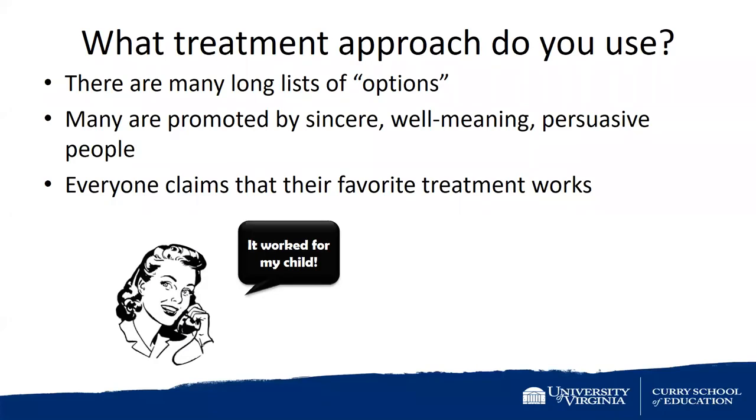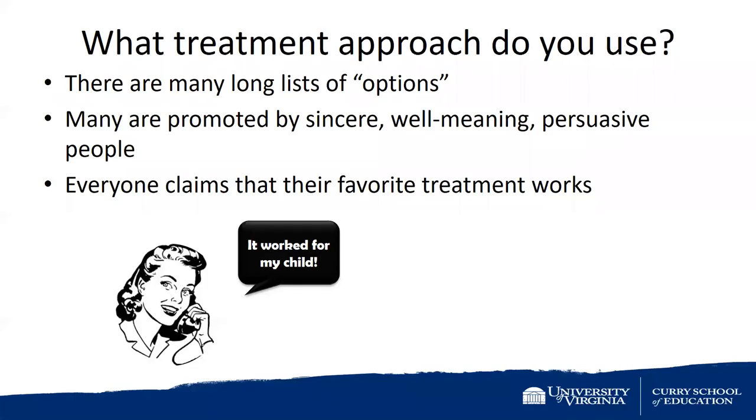Oftentimes we experience this scenario as well, that everyone claims that their favorite treatment works. One question that I've worked through with families a lot in my clinical experience is what do you do when the evidence base for treatment suggests one thing, but a family member has a close friend or relative who says that it worked for their child?